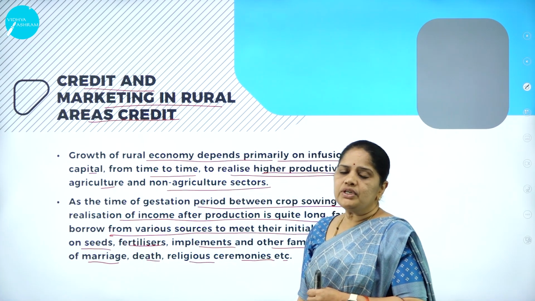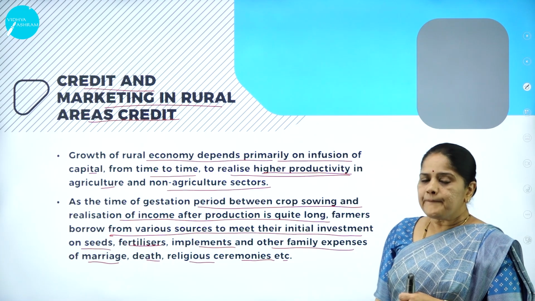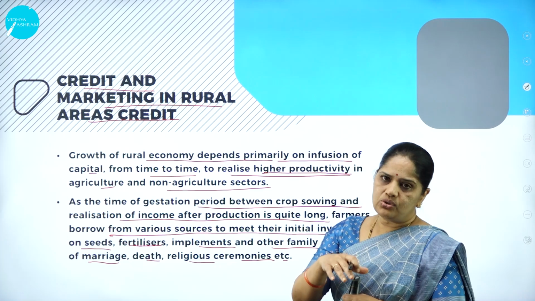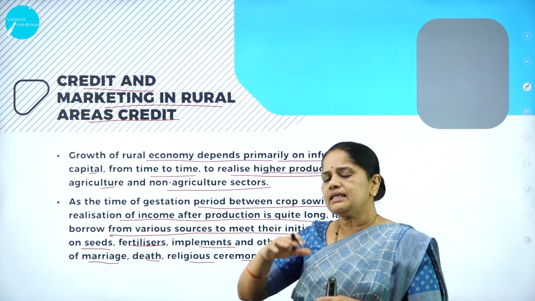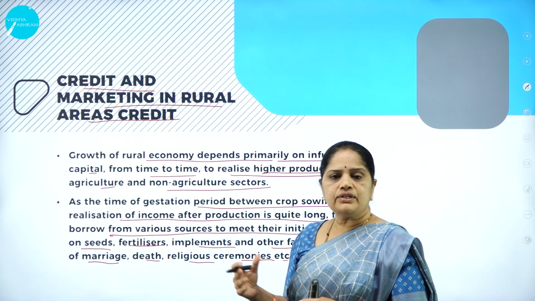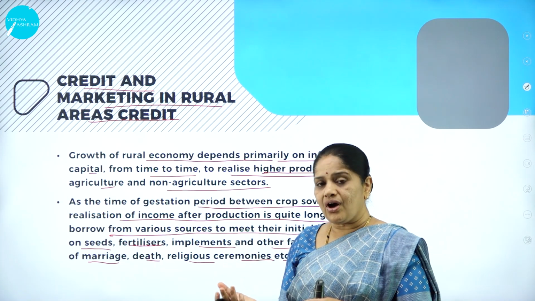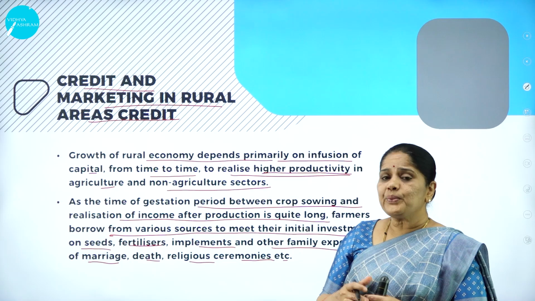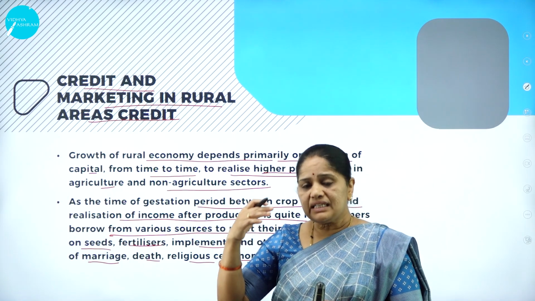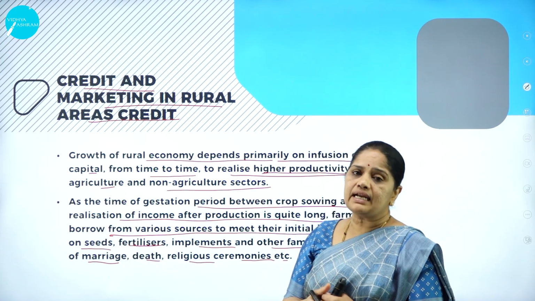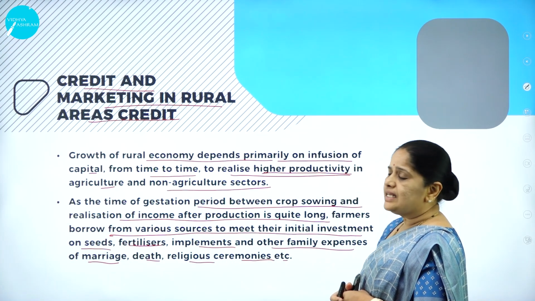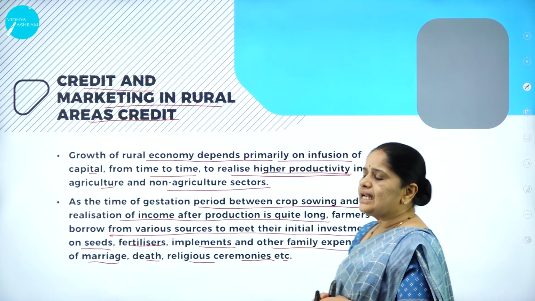So, most of the rural credit happens because of the gestation period. That is, the time between when the farmer sows the seeds and when the crop is harvested. It will be literally around 3 to 4 months before the crops come for harvesting. In between, the farmer has to wait for the crop to be harvested, and then it is sold in the market, and then he gets back his money.